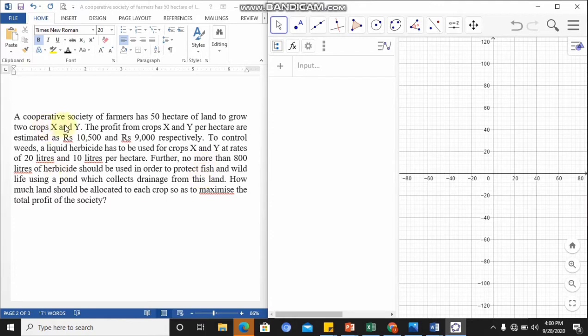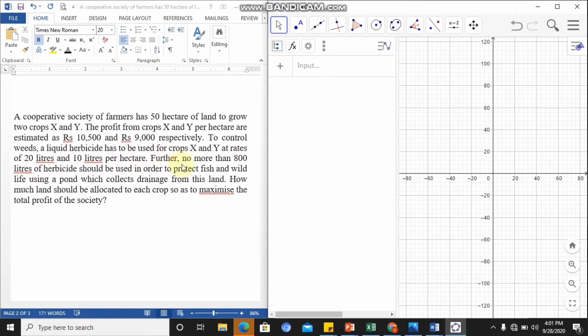A cooperative society of farmers has 50 hectares of land to grow two crops X and Y. The profit from crops X and Y per hectare are estimated as Rs 10,500 and Rs 9,000 respectively. To control weeds, a liquid herbicide has to be used for crops X and Y at rates of 20 liters and 10 liters per hectare.